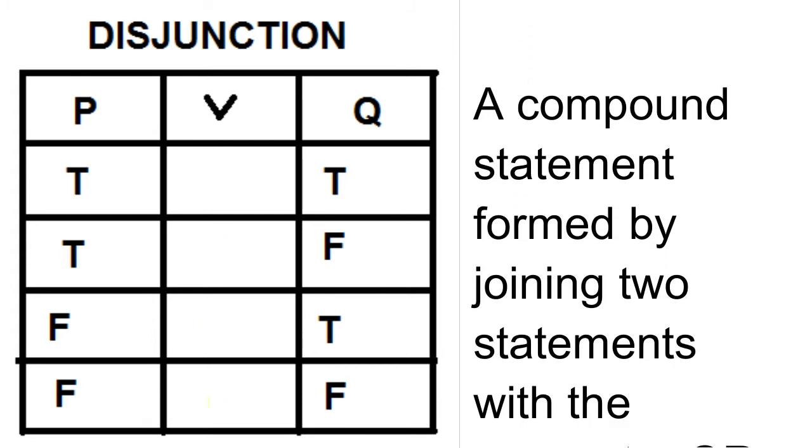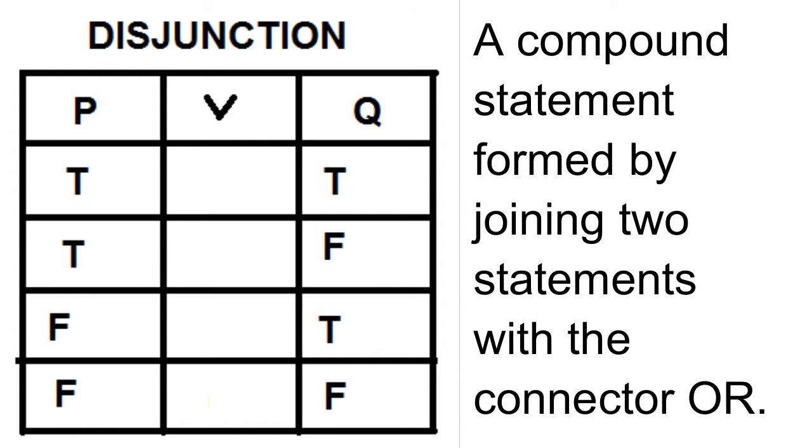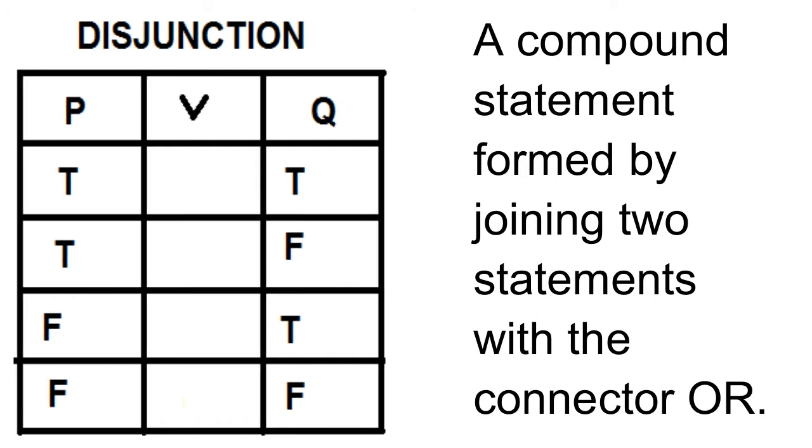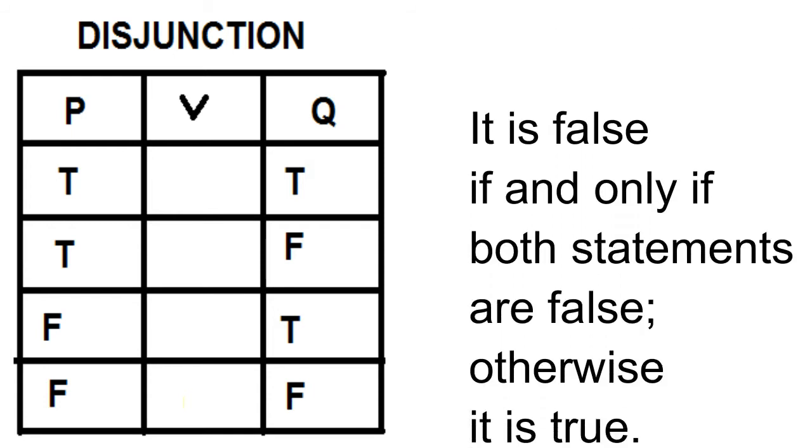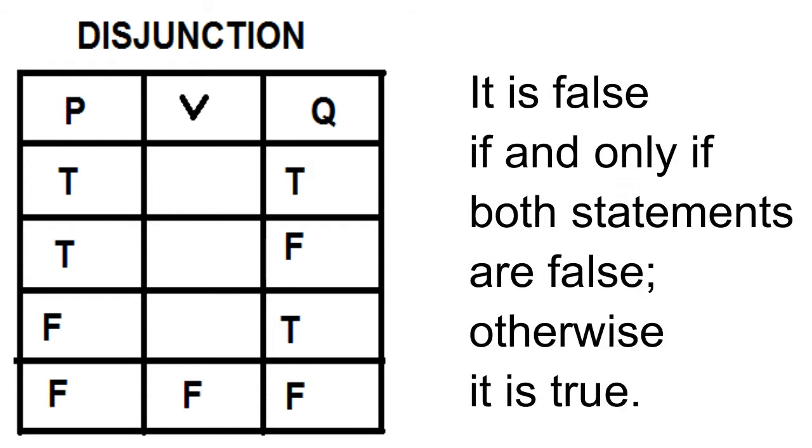Next is disjunction, a compound statement formed by joining two statements with a connector or, P or Q. It is false if and only if both statements are false, otherwise it is true.